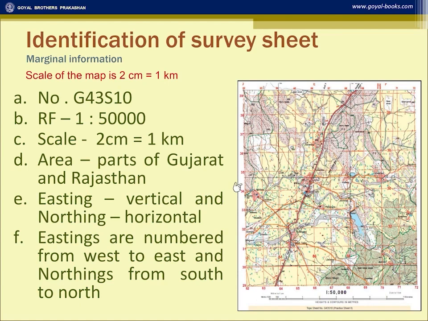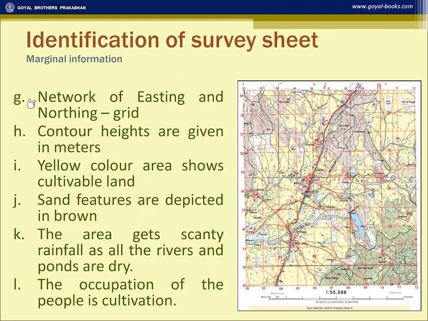A grid consists of easting and northing. Easting is the vertical lines and northings are the horizontal lines. Now, why are they called easting and northing? Because eastings are numbered from west to east and the northings are numbered from south towards north. Network of easting and northing, as you can see on the survey sheet, is called a grid.